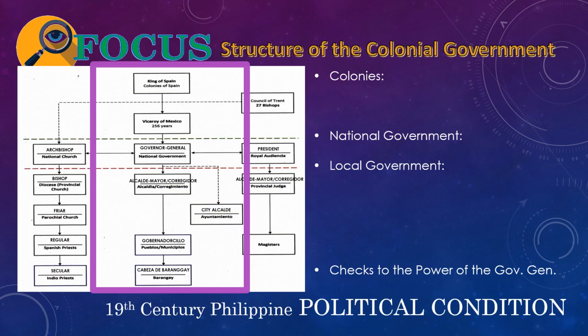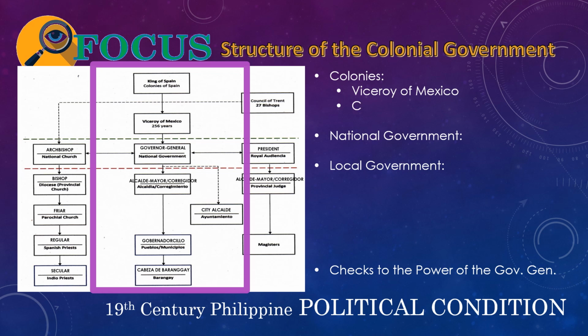Structure of the colonial government. The Spaniards ruled the Philippines indirectly through the Viceroy of Mexico. Since the Spanish monarchy was able to colonize a big part of the world, they assigned an officer who would monitor the colony, and it is the Viceroy in Mexico. The capital of the colonial administration of Spain is Mexico.